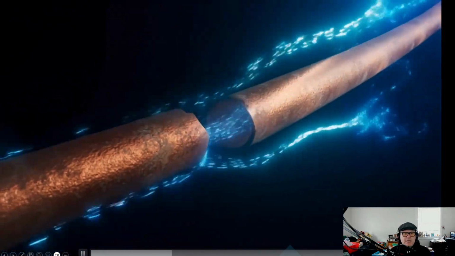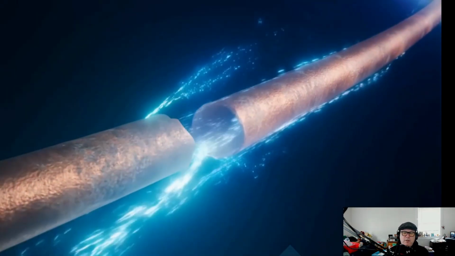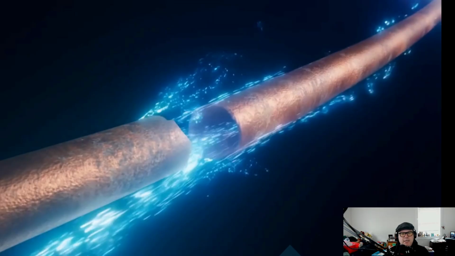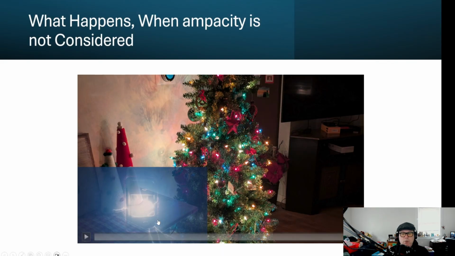So here is just an example of amps running through the circuit, ampacity. If you have too much, you'll cause a short, the insulation breaking down. So let's see what happens when you don't size it accordingly. Let's take a look.